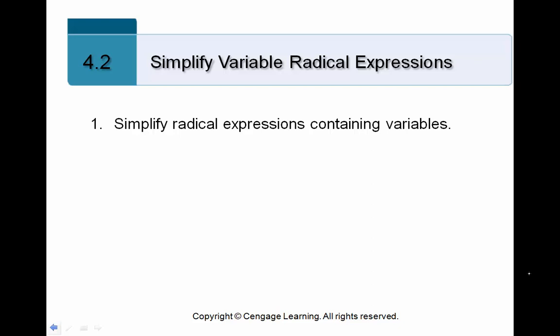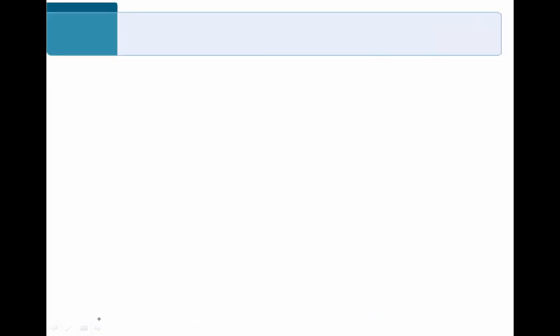Section 4.2. In this section, we will simplify radical expressions containing variables. Now, in the last section, we simplified radical expressions that just contain numbers.